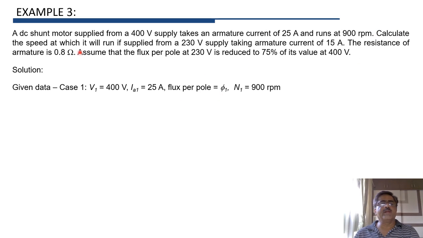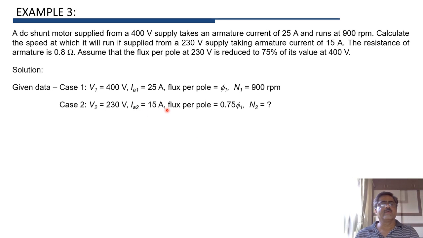Now calculate the speed at which it will run if supplied from a 230 volt supply taking armature current of 15 ampere. Means in case 2, supply voltage is now reduced to 230 volt. Armature current is reduced to 15 ampere. Then we have to calculate what will be the speed N2. The resistance of armature is 0.8 ohm, means Ra is 0.8. Assume that flux per pole at 230 volt, that is flux in case 2, is equal to 75% of its value at 400 volt. Means in second case flux per pole is 0.75 into phi 1.